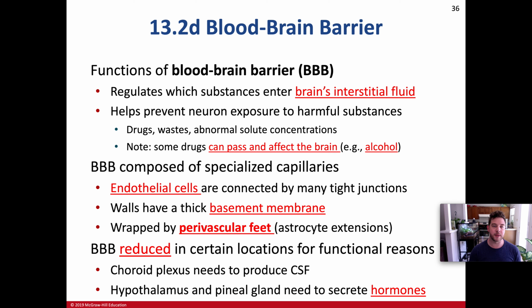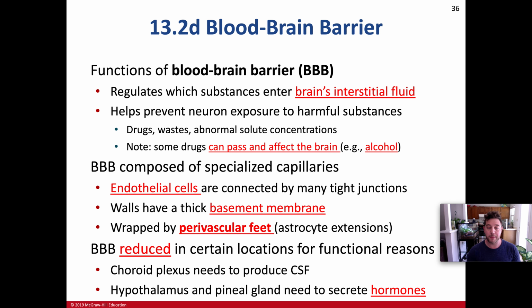So the functions of that blood-brain barrier: it helps to regulate substances entering the brain's interstitial fluid. It helps to prevent neuron exposure to harmful substances, drugs, wastes, abnormal solute concentrations. Even though some drugs can pass through there, lipids are freely able to pass. Alcohol can easily pass through there. And certain drugs, like cocaine, can damage that blood-brain barrier, meaning that it won't be as effective.